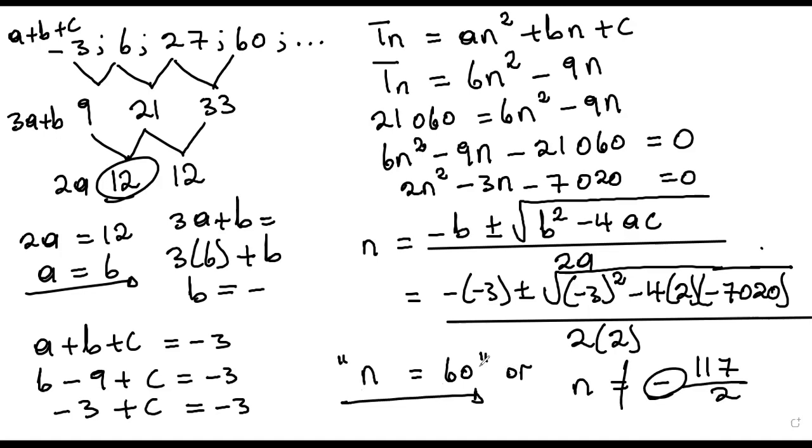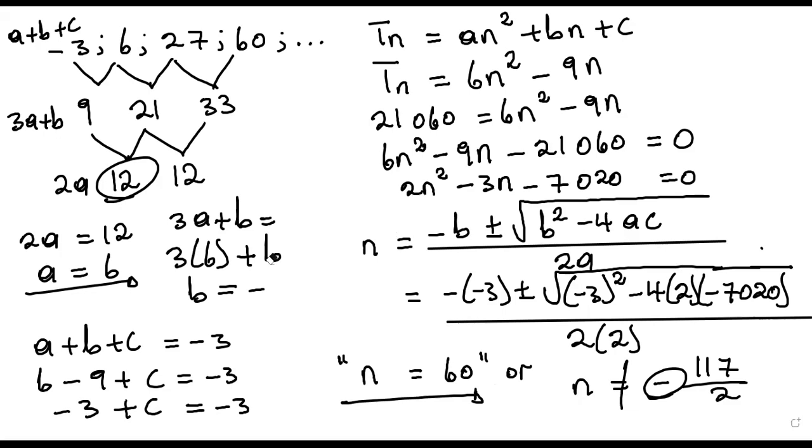Let's say natural numbers, because a natural number is a counting number: 1, 2, 3, 10, 60. We don't have a fraction as a natural number. So we found the position of this term in the quadratic number pattern.